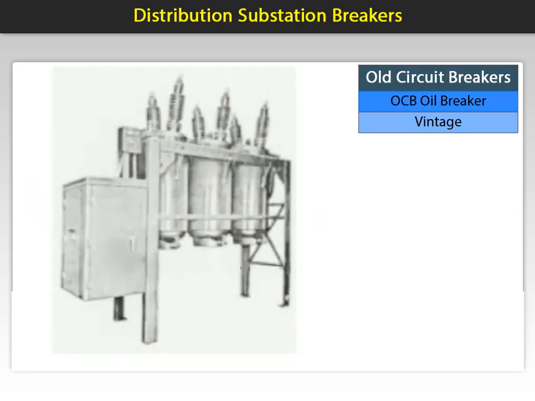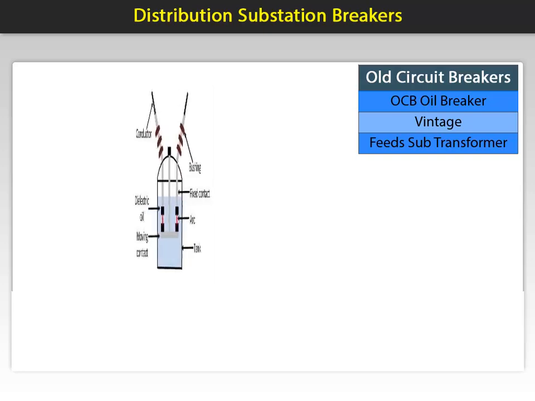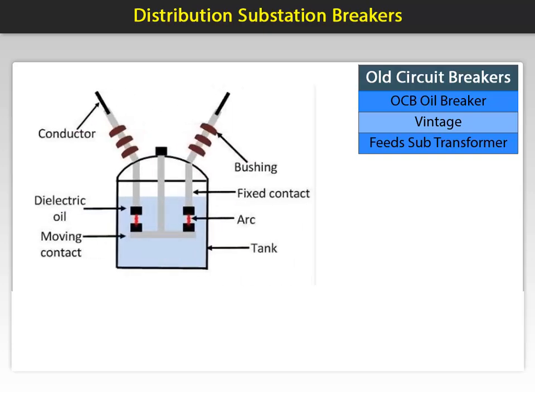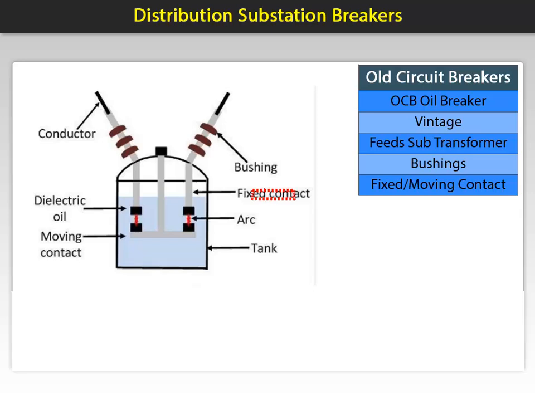These are located before the substation transformer and provide the feed to the primary side of the transformer by round bus bar. This diagram shows the configuration. Let's zoom in. The external bushings allow for the conductor to be connected. These penetrate the tank and connect to the fixed and moving contacts.